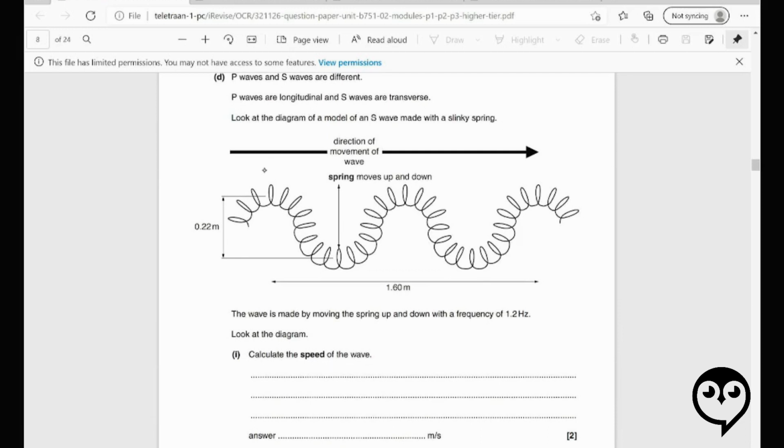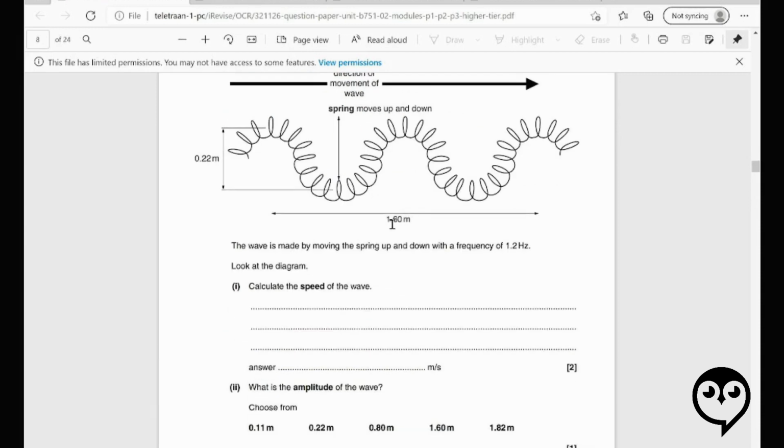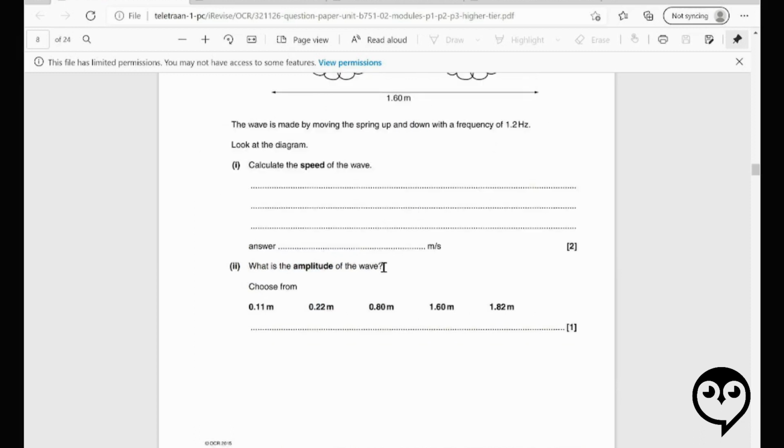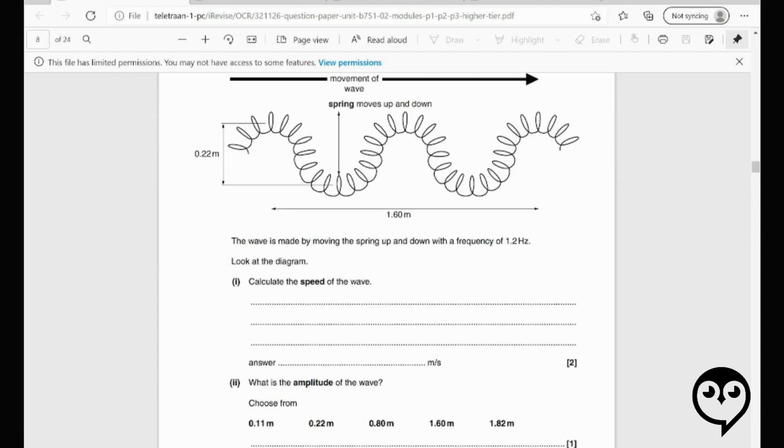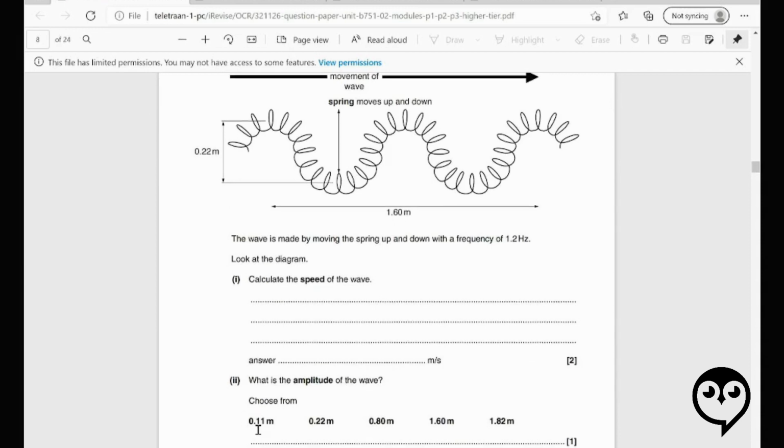Calculate the speed of the wave. Looks to me like the wavelength is going to be 0.8 meters, because we've got two wavelengths in the 1.6. And this is the amplitude, so we're not worried about that. Well, that's double the amplitude. We're not worried about that. Here's the frequency. It'll be 0.8 times 1.2, which is actually 0.96, isn't it? And what is the amplitude of the wave? Well, we just said the amplitude is going to be half of that, so I would say 0.11.